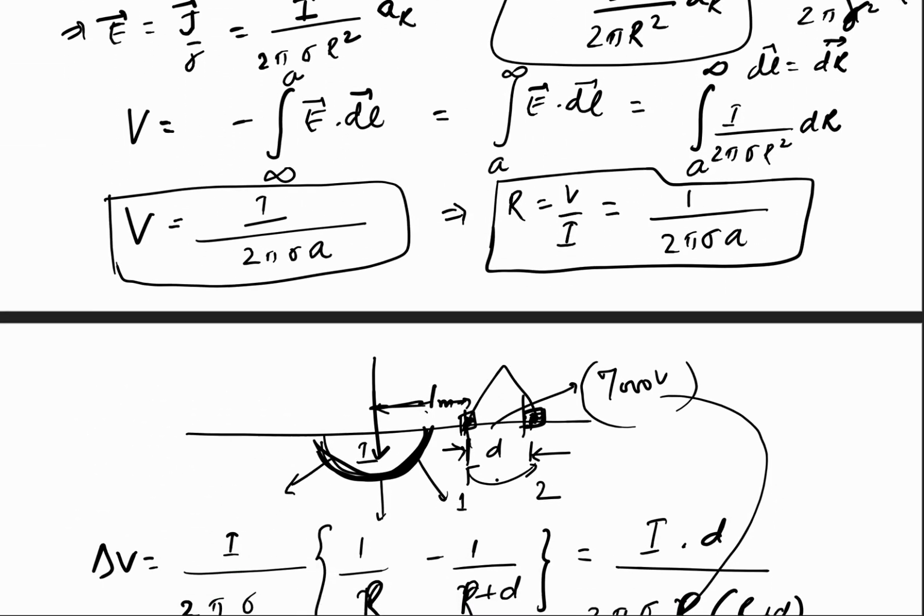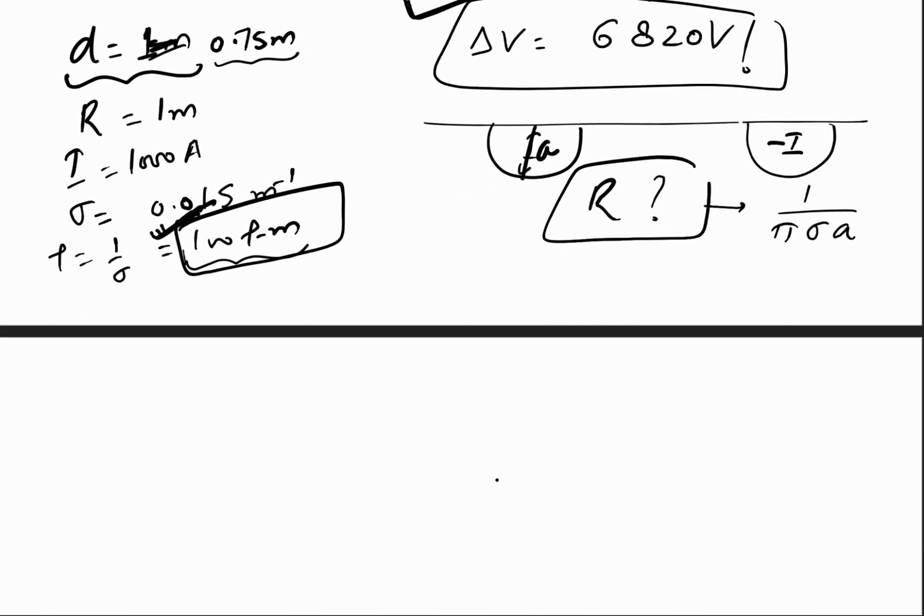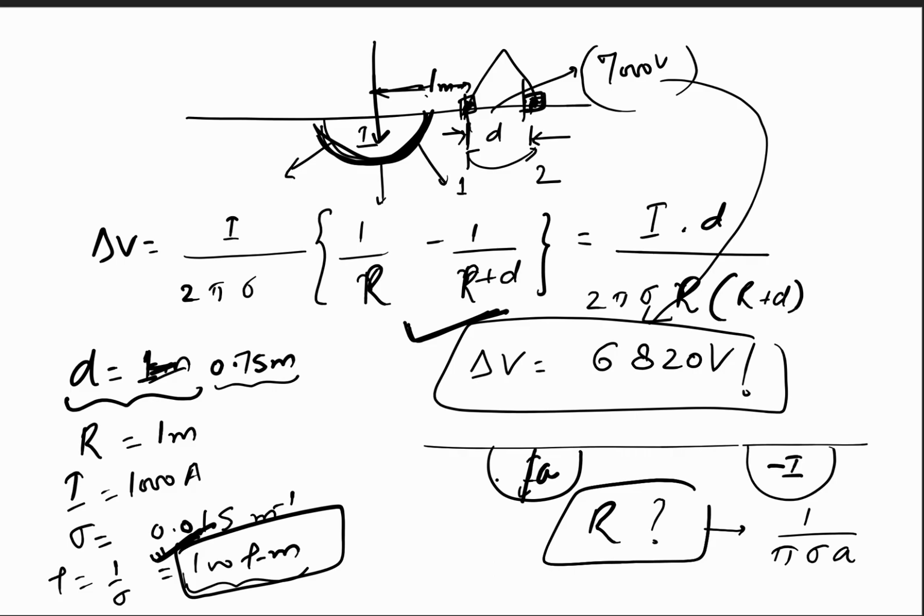So for our case, we found it was 1 by 2 pi sigma A. For this case, it is twice. So I hope you will be able to solve this numerical and get this value. It is very easy, and nothing much is required to be done here. Only superposition is required. So I hope you will be able to solve it yourself.